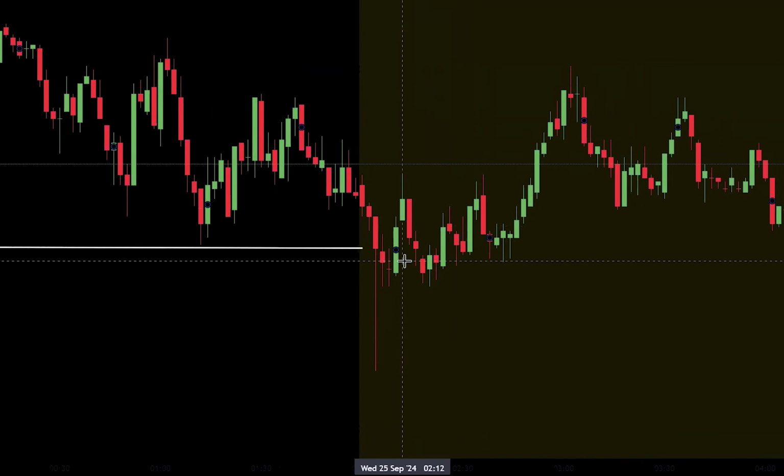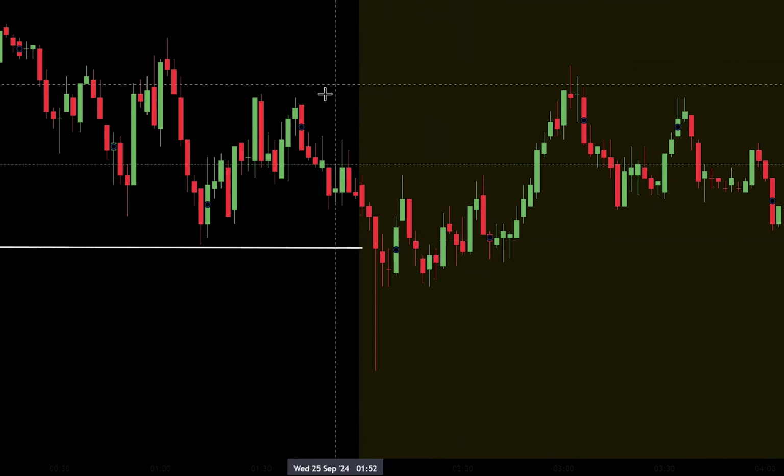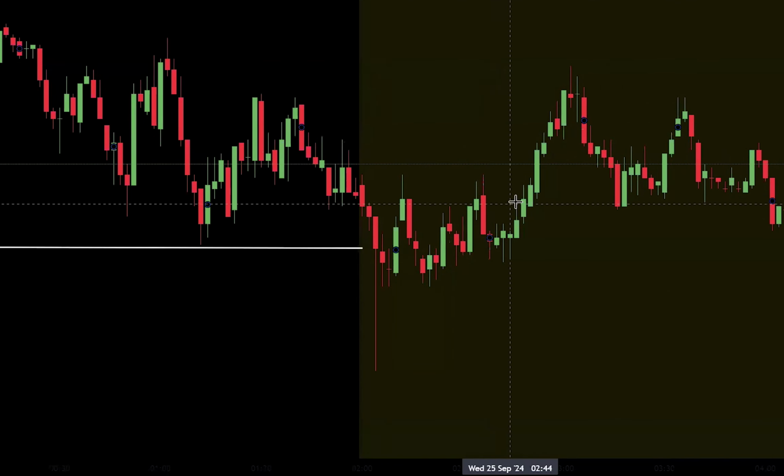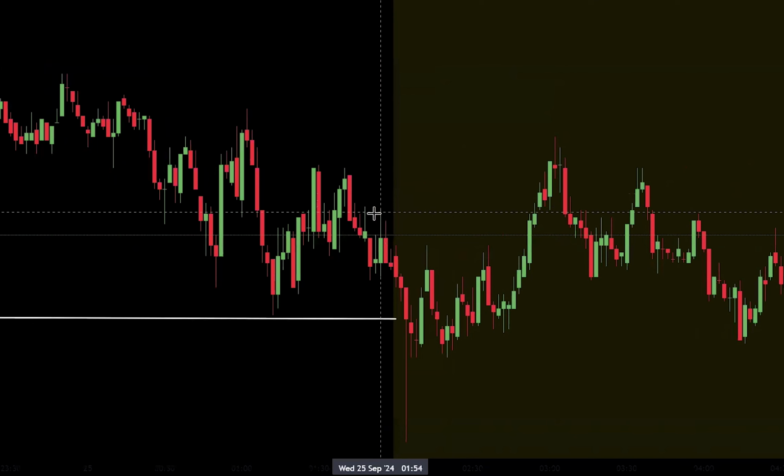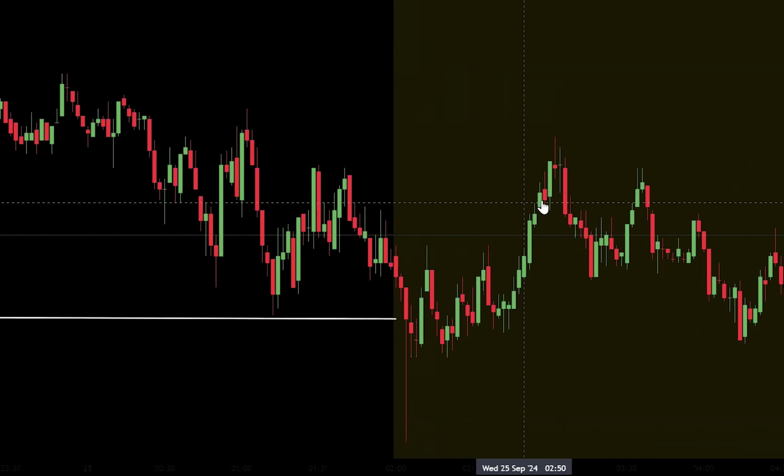All a market structure shift is, is when the market, basically, has a change of character. So this was the last low that the market created, right? Where did that low start from? It started from right here. So we have to wait until the market shows signs of breaking this area before getting inside of this trade.